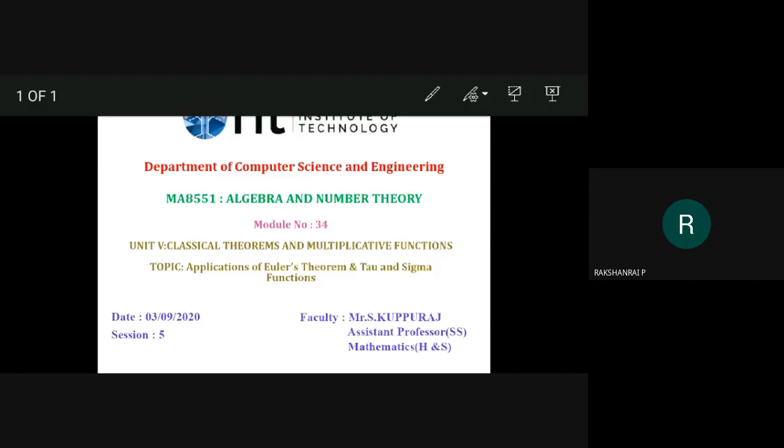The linear congruence. So we can solve the linear congruence in many methods. Here we are able to solve the system of linear congruence by using Wilson's theorem, Fermat's Little theorem, and Euler's phi function.